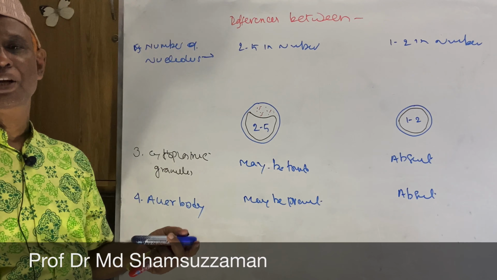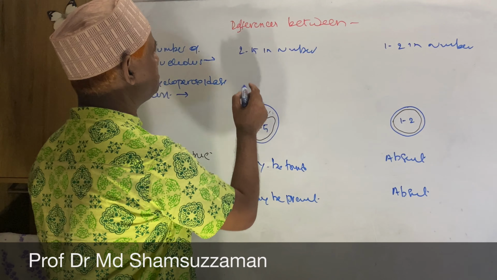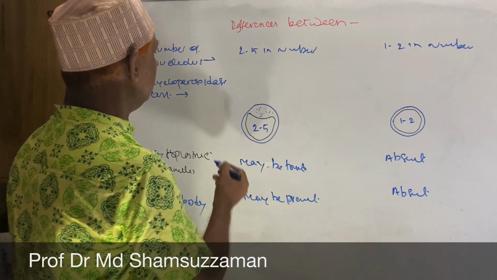If we fail to differentiate under a microscope, then we have to do the myeloperoxidase test to differentiate these two blast cells. Why do you do this test? To differentiate a myeloblast from a lymphoblast when you fail to differentiate under a microscope, or to become more sure. Myeloblast is myeloperoxidase positive, and lymphoblast is myeloperoxidase negative. So these are the differences between myeloblast and lymphoblast.